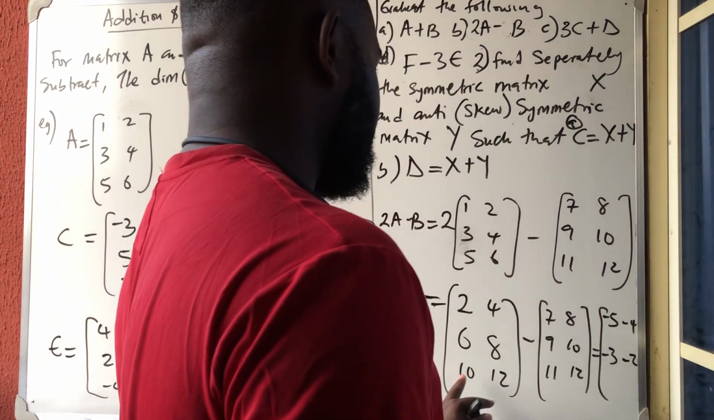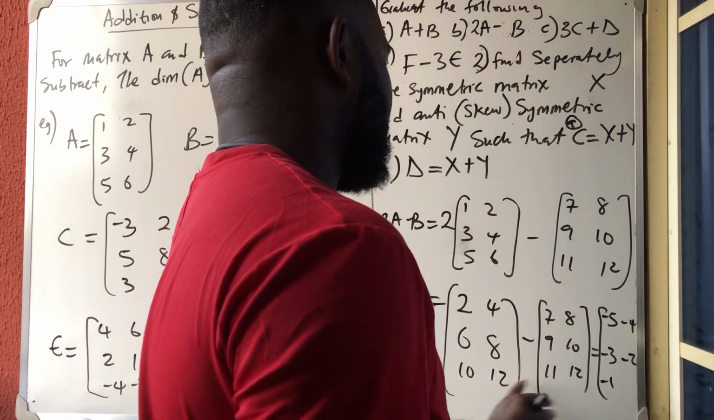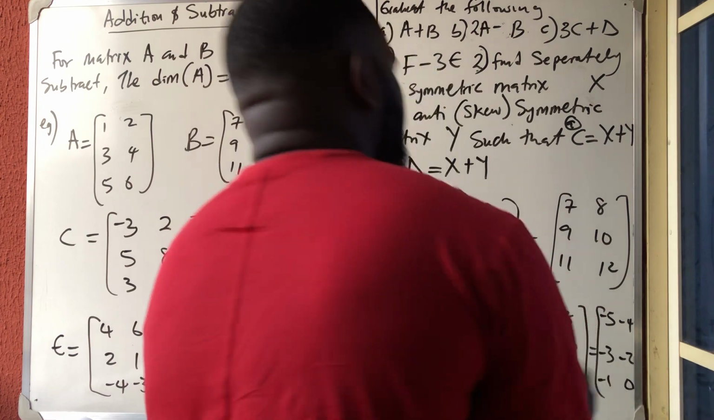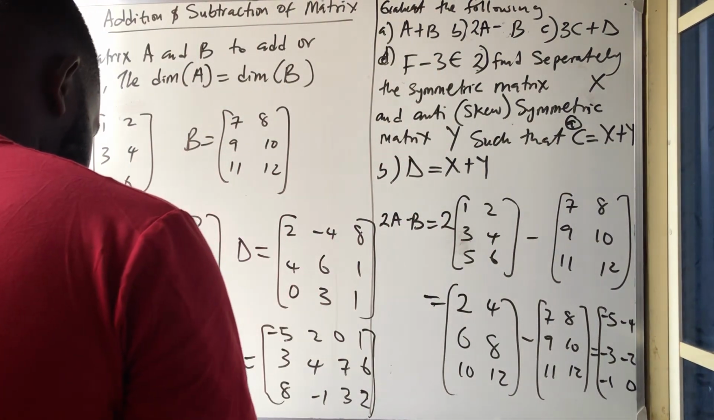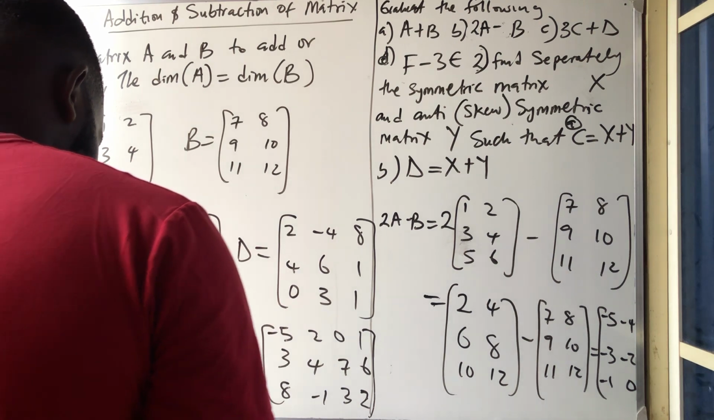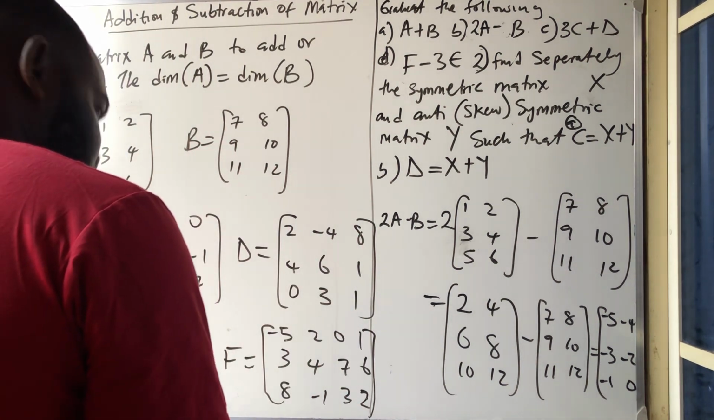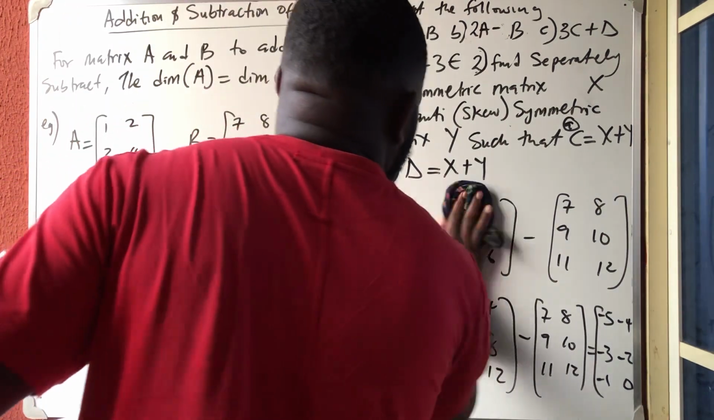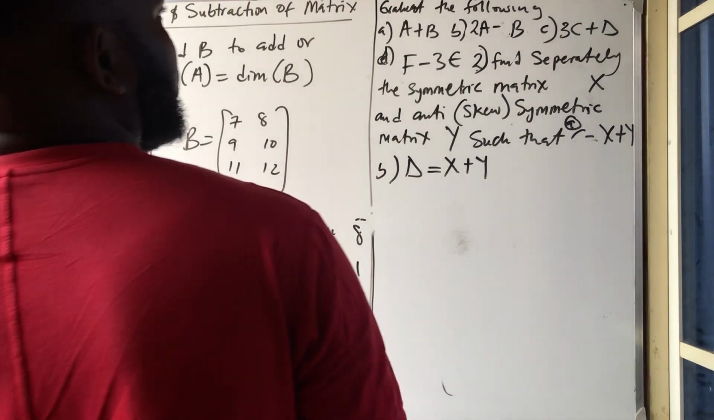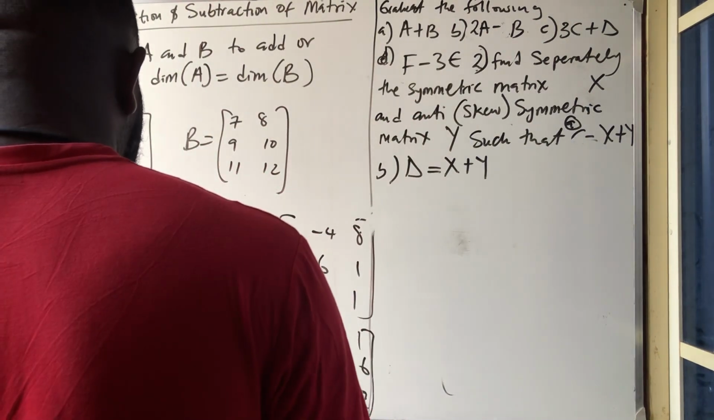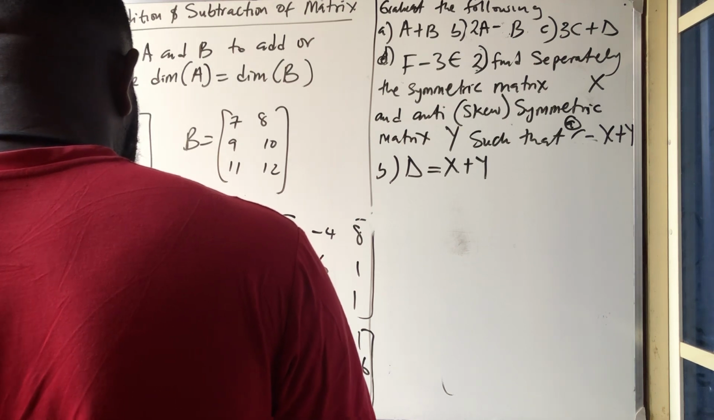Don't mind my board, that is small. 10 minus 11, which will give you minus 1. 12 minus 12, which will give you what? 0. So that is the matrix. Okay, let us continue. The next one. So please do this one. Do C and D for me, and send me the answer in the comment section.